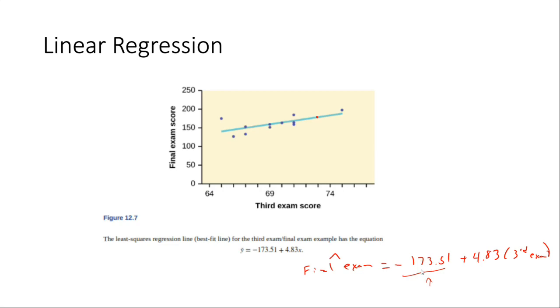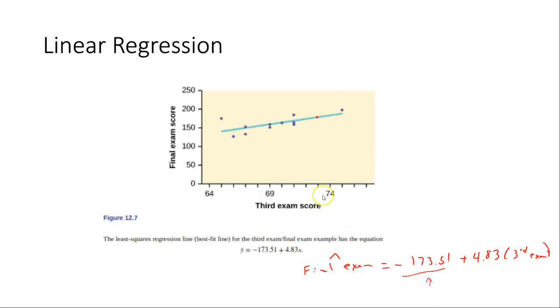Now, this often happens. So obviously you can't get a negative 173.51. That's impossible. So sometimes our little game breaks down at the y-intercept. It's very true. Often happens, but that's the interpretation. So when the third exam score is 0, we would expect to get a negative 173.5 on the final exam. Doesn't make sense, but that's okay.